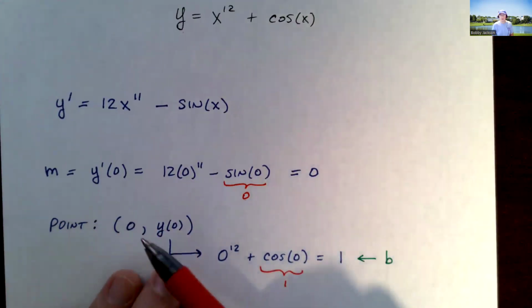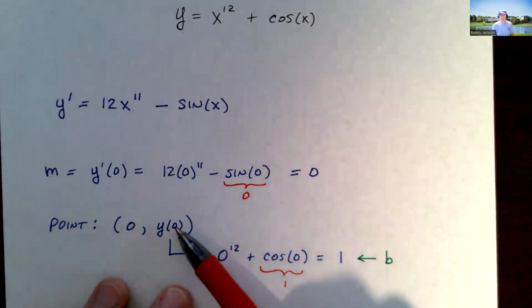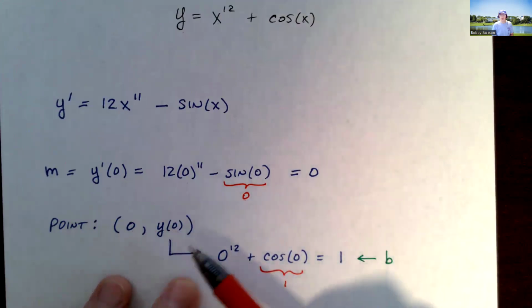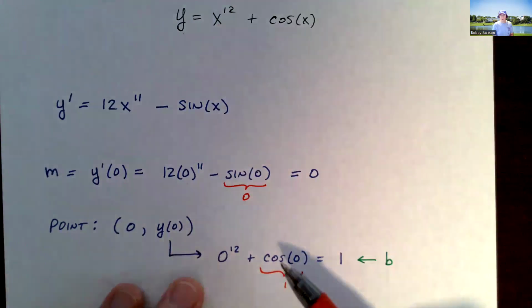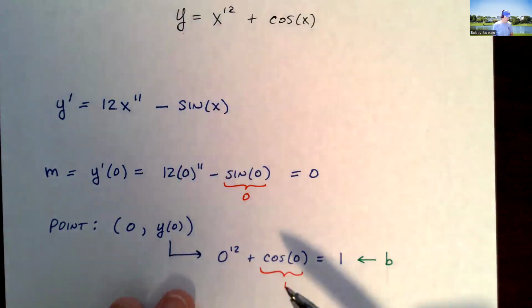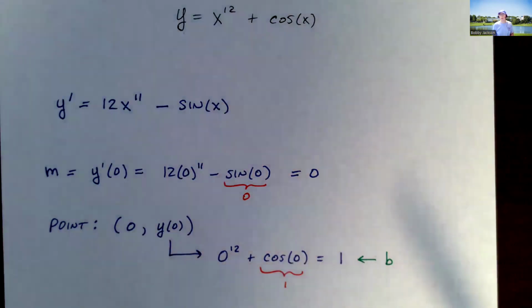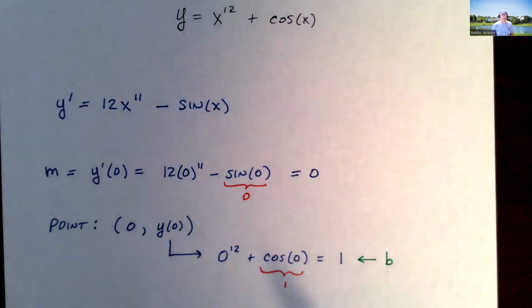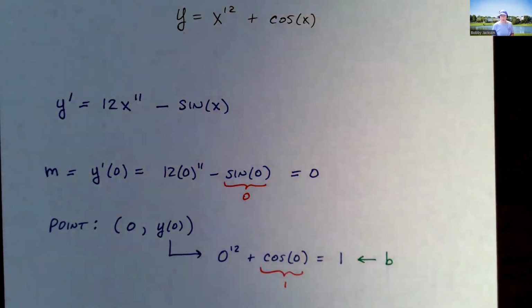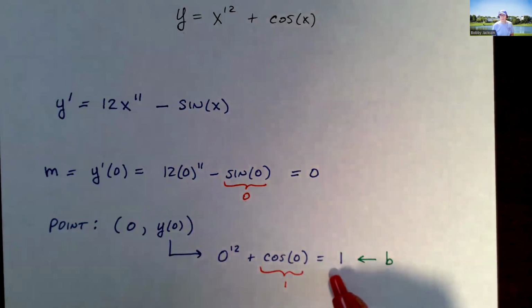What about our point? As I said, the point is 0 comma y of 0. And so I can just go back to the original function here and let x be 0. This time, notice cosine 0 is equal to 1. And you should be able to get this information. You will have the unit circle. Make sure you know how to know the exact value of sine and cosine. Obviously, we want exact values here. But at any rate, we get 0 plus 1, which is 1.